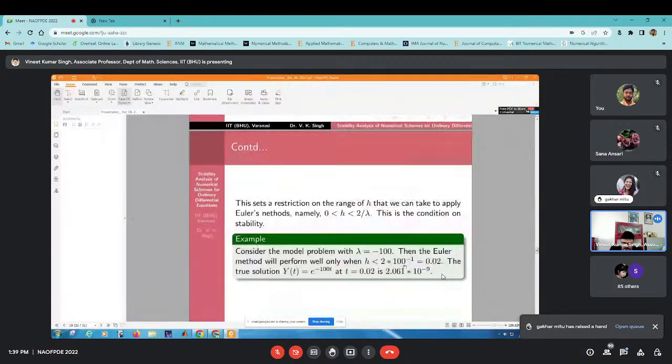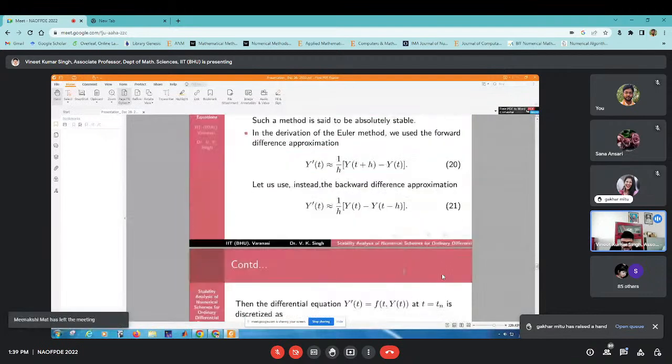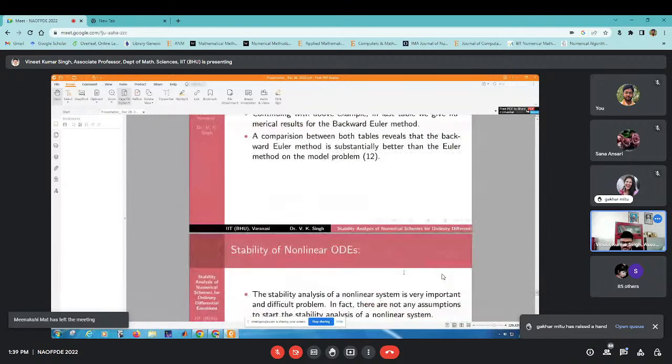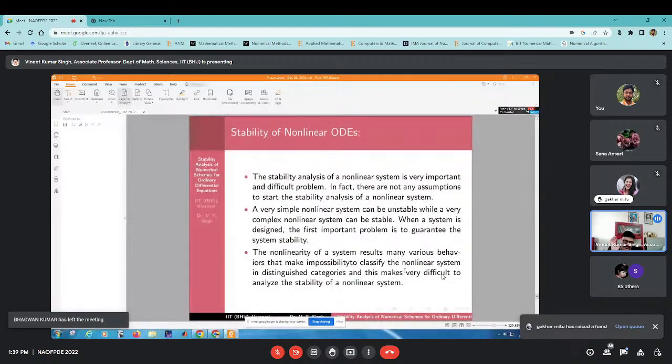Now I'm coming to the other part of the talk, that is the stability of nonlinear ODE. I have discussed only linear ODE. Let me just give you a sketch idea of how to do the stability analysis of nonlinear ODE.